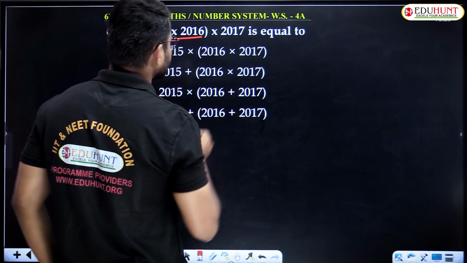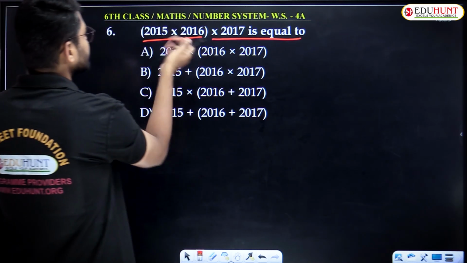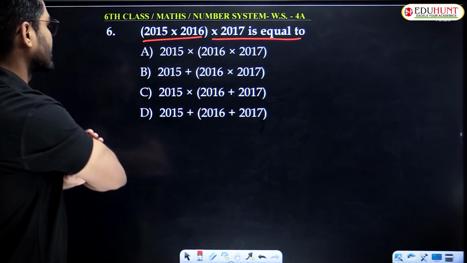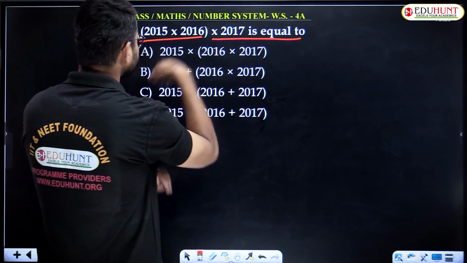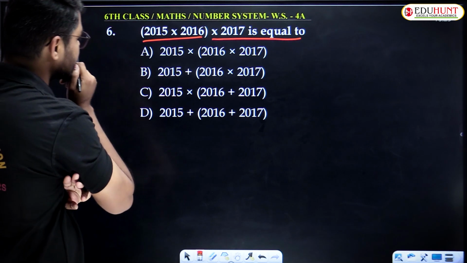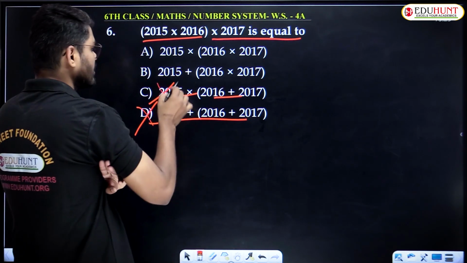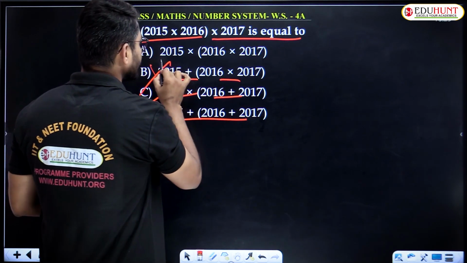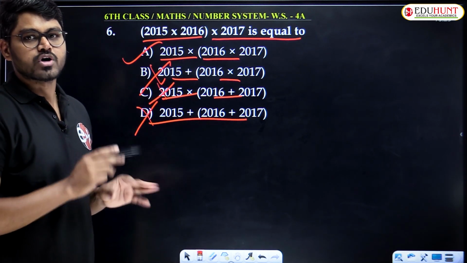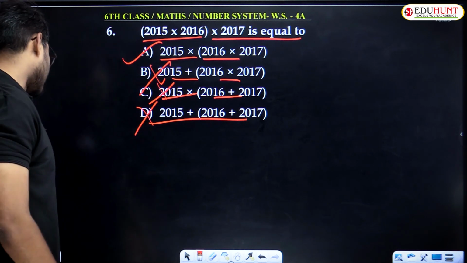2015 into 2016 into 2017 is equal to. Very easy question. See, students. This is nothing but associative property under multiplication. Check here, 2015 into 2016, all are in multiplication only. Check where there is multiplication everywhere. Here plus, wrong. Here into and plus, wrong. Here plus and into, wrong. Here into, that means option A is the correct answer. Directly we can write the answer for this question. No need to do any calculation. Okay. Let's move on to the next question, students.